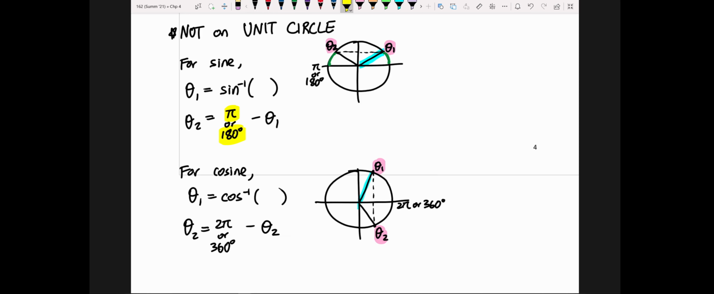So that's just due to the symmetry that when you're working with sine, do pi or 180 degrees minus first solution to get second solution. When working with cosine, you do 2 pi or 360 degrees minus first solution to get second solution.